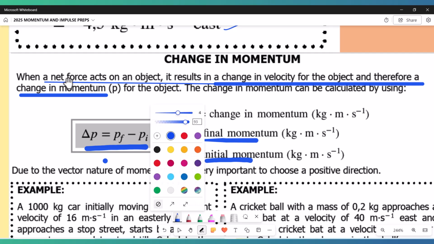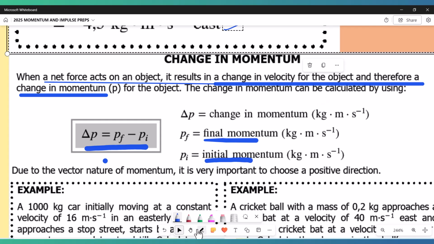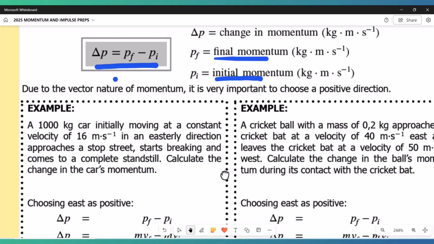Okay, all right. Let us proceed. Hope we are still together. Let's continue here. Now, because of the vector nature of momentum, it is very important to choose a positive direction, because you're going to define your answer, whether it is to the east or to the left, anywhere, depending on your choice. Let us look at this example here.